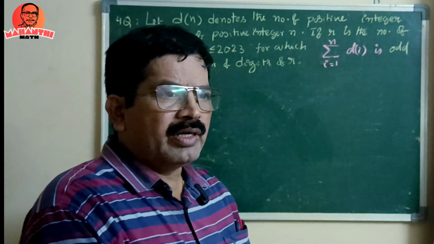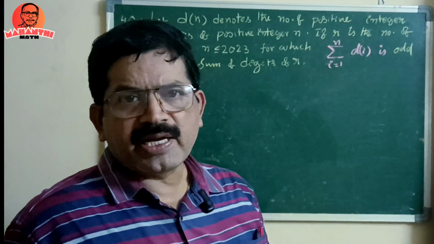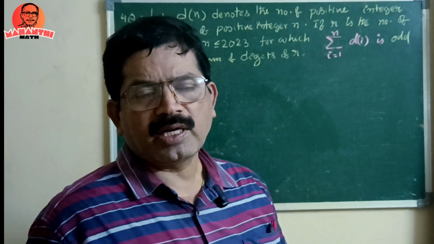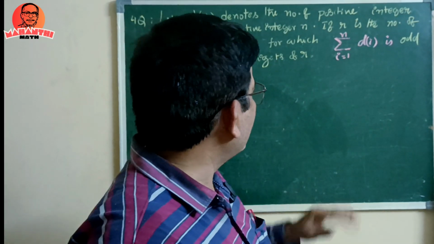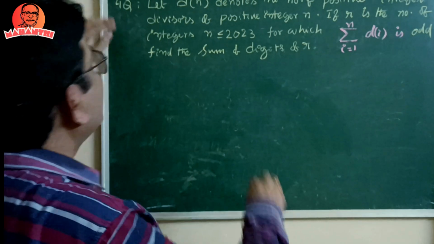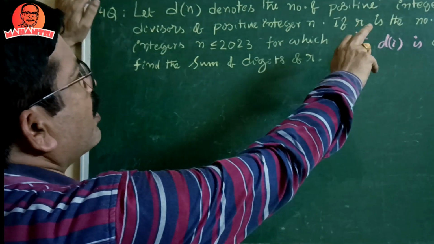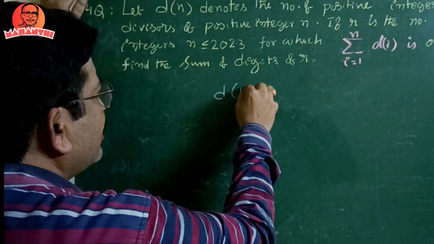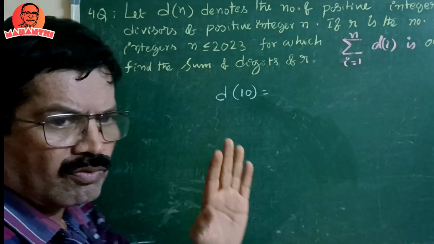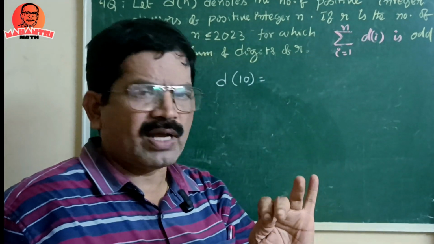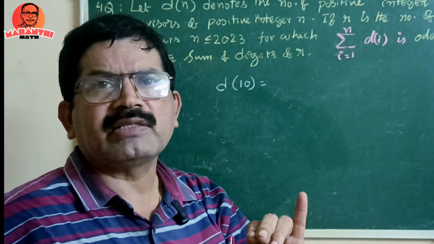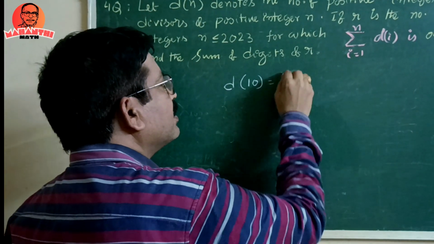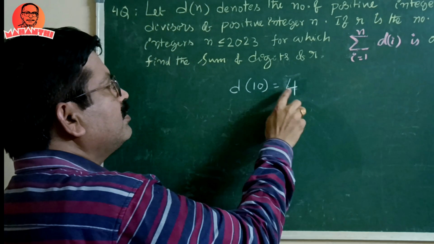Okay. In the properties of perfect squares, I already told that the number of divisors of a perfect square is odd. That we will use in solving this problem. Now you see, D(n) is the number of positive divisors of n. For example, D(10) means how many divisors are there? 1, 2, 5, and 10 are divisors, so 4 will come. D(10) equals 4.